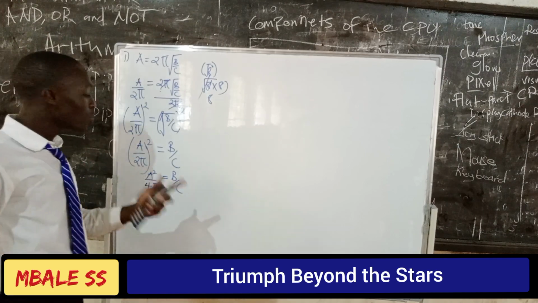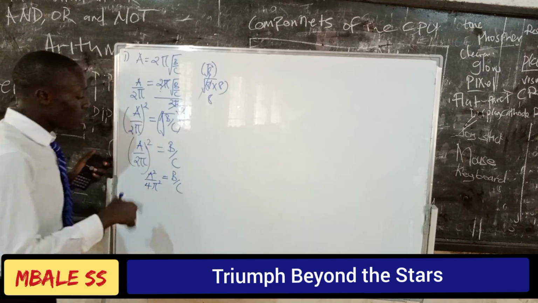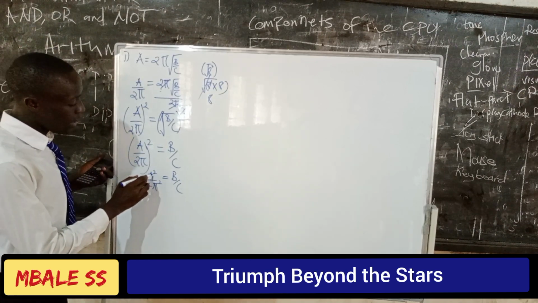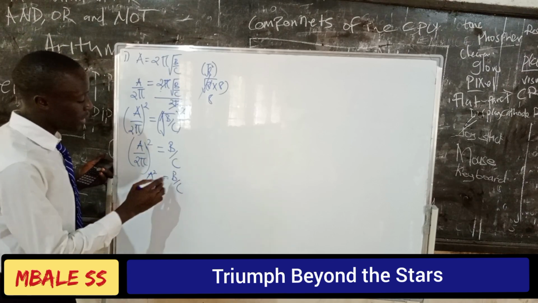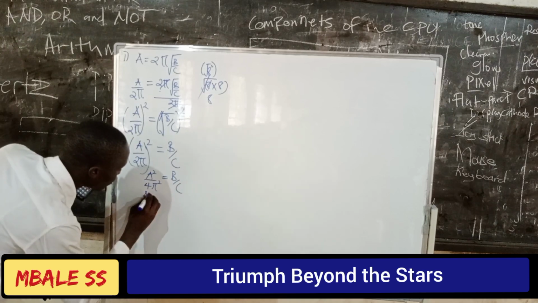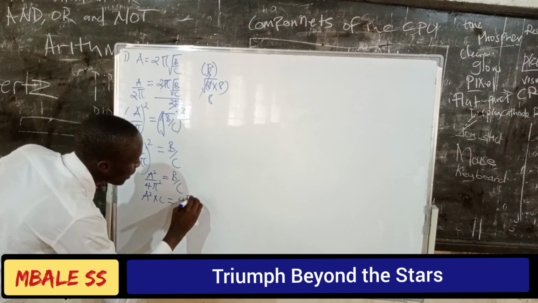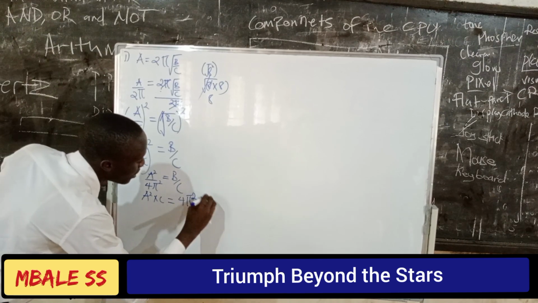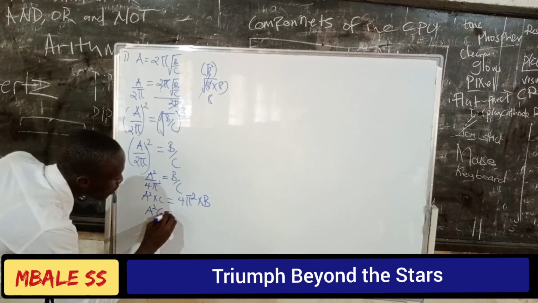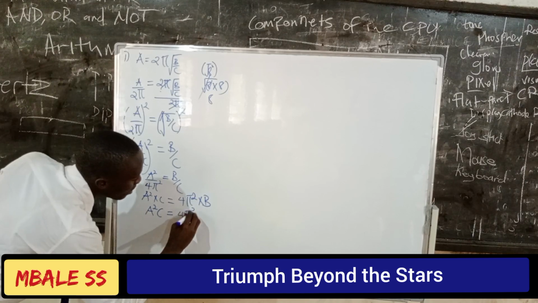Remember, our main goal is to make B the subject of the formula. In simple terms, we're going to make it stand alone. Now, what are we going to do next? Here you can cross multiply so that this factor will be multiplied with this one and this factor with the factor down here. So that we shall have A squared times C equals 4 pi squared times B. Now you are going to get A squared C equals 4 pi squared B.